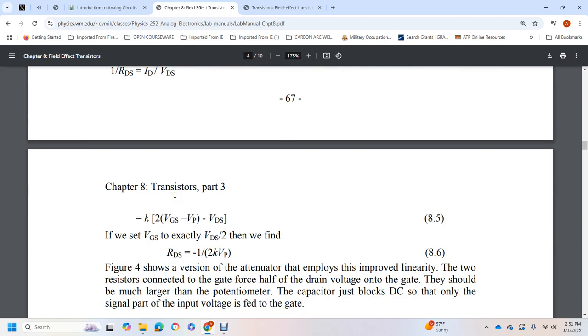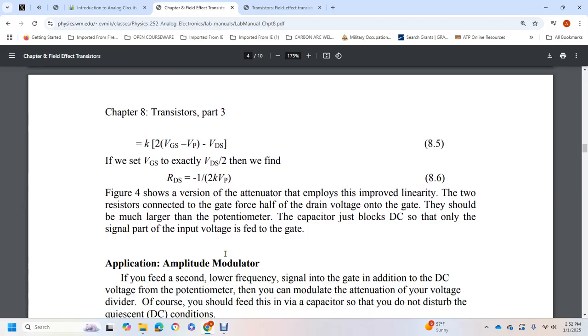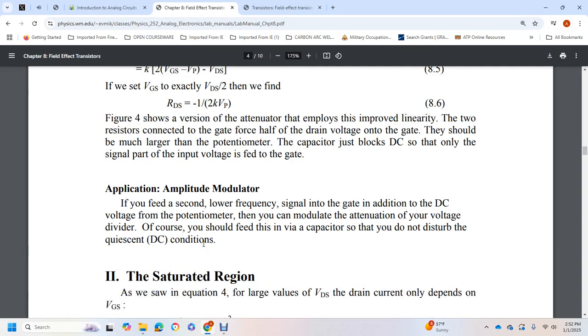If the gate-source voltage is exactly the drain-source voltage divided by 2, then we find the drain-source resistance is equal to negative 1 over 2K times the pinch-off voltage. Figure 8.4 shows the attenuator employed with the improved linearity. Two resistors connected to the gate force half of the drain voltage onto the gate. They should be large enough that the potentiometer with the capacitor just blocks the DC, so that only a small part of the input voltage is fed to the gate, with the amplitude applied to the modulator.